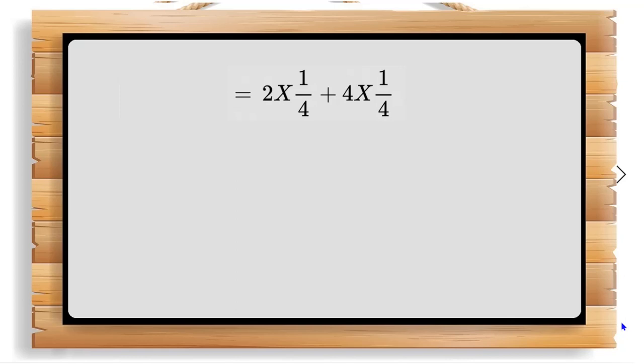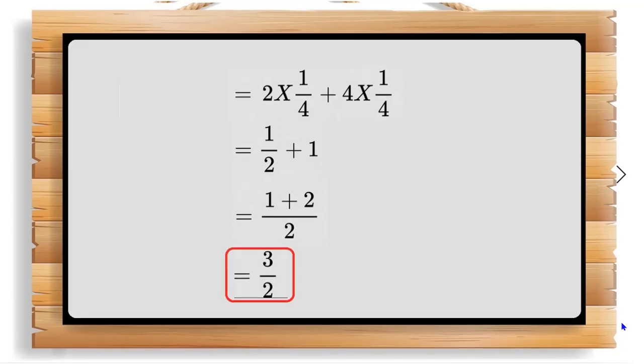And this can be further simplified. 2 into 1 by 4 is 1 by 2, 4 cancels, plus 1. LCM for this is 2. 1 plus 2 by 2, that's equal to 3 by 2.